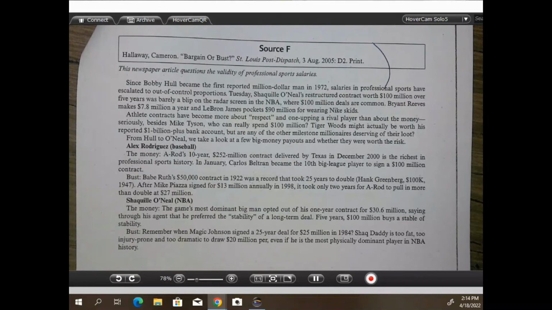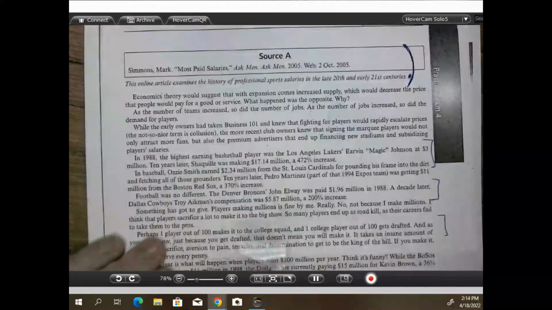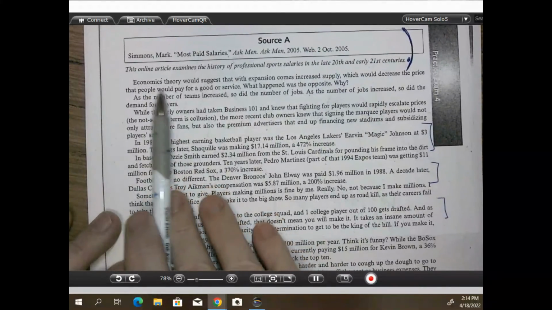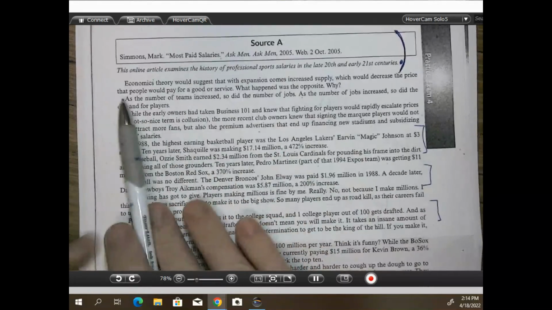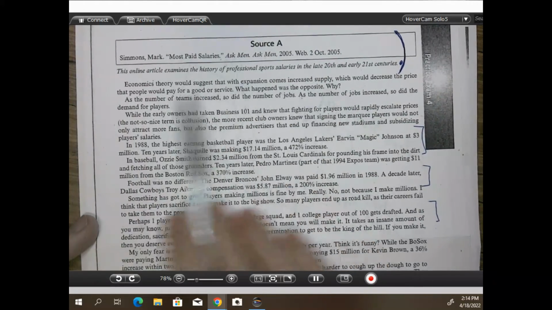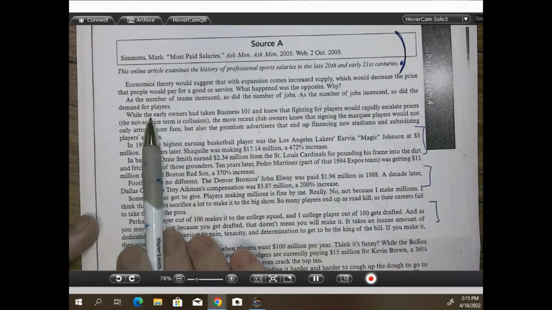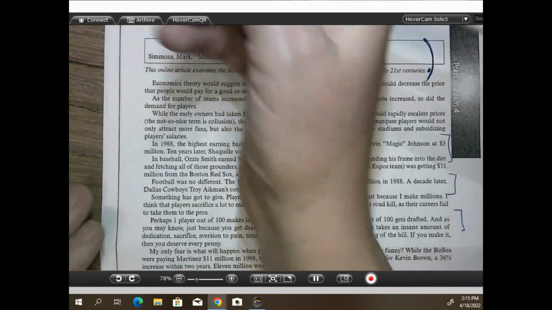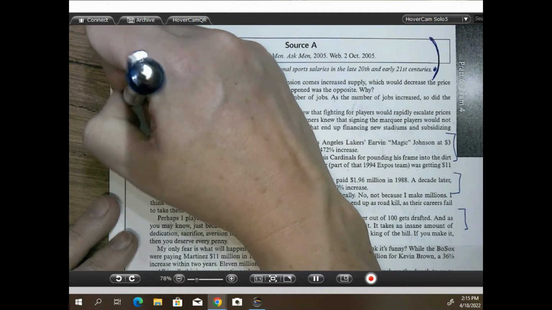So do me a favor. Starting with source A, let's read and take some notes so you can see it starts. Economics theory would suggest that with expansion comes increased supply, which would decrease the price that people would pay for goods or services. What happened was the opposite. Why? As the number of teams increased, so did the number of jobs, so did the demand for players. So really, this is saying, are they overpaid? It's saying, no, it's all about economics.